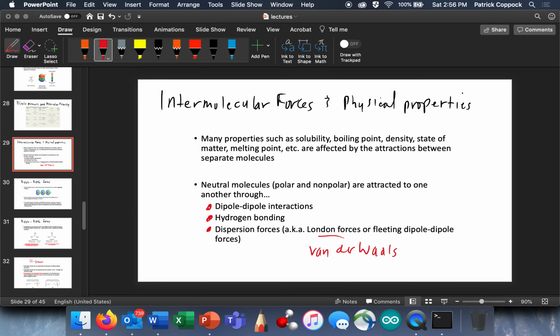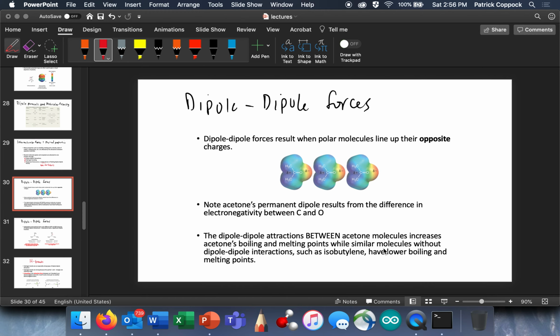Okay, so first of all, let's talk about dipole-dipole interactions. Dipole-dipole interactions occur when two polar molecules line up with their opposite charges, right? So you see a partial minus here and a partial positive there. The partial minus and partial positive is a charged interaction, kind of like an ionic interaction, right? So acetone, since it has a dipole moment, is going to exhibit dipole-dipole forces.